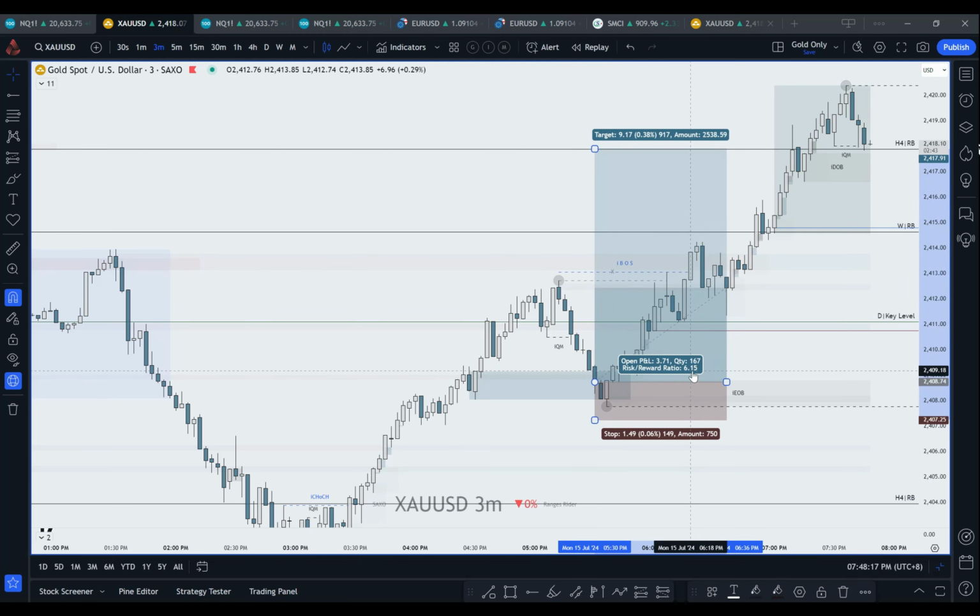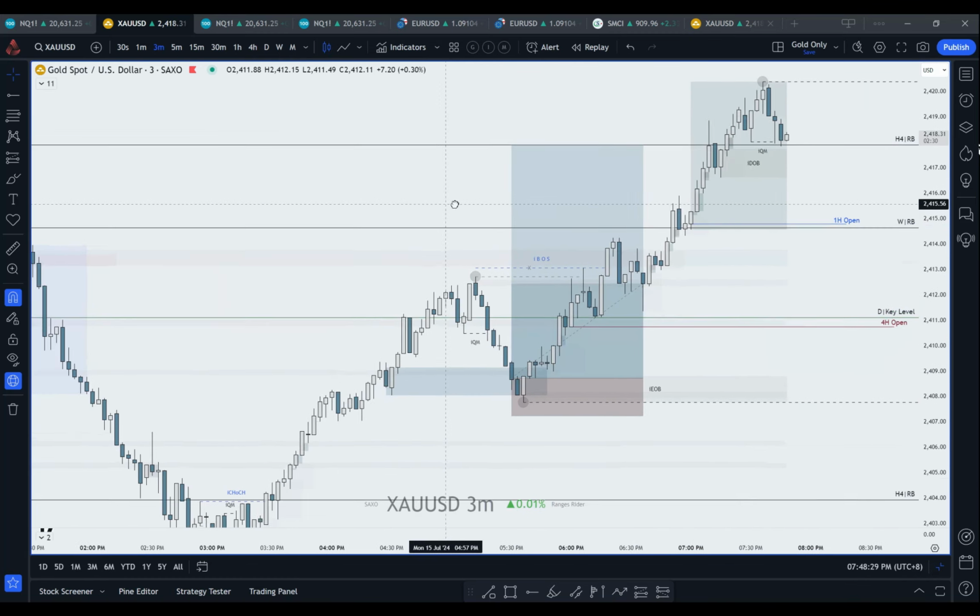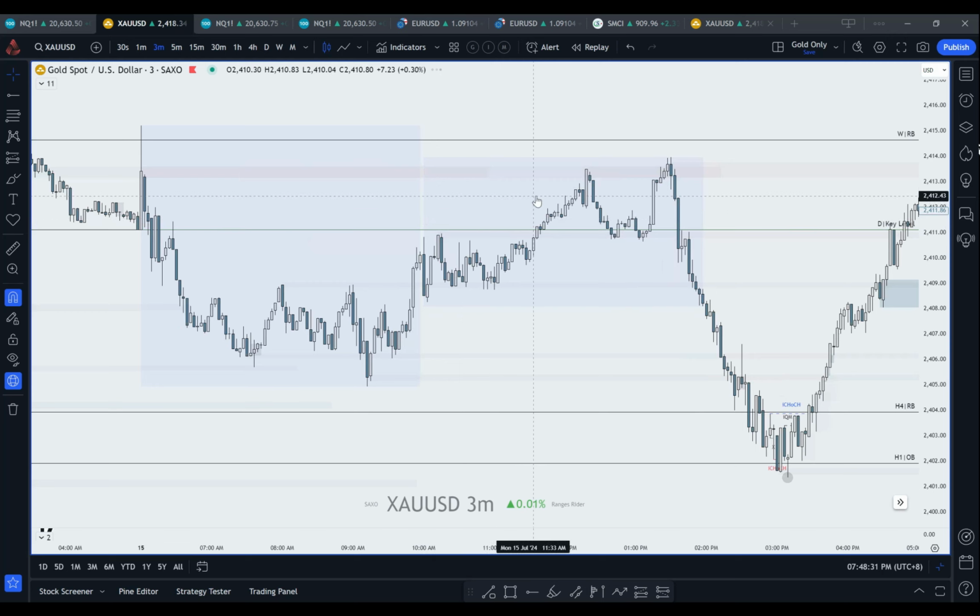H4 rejection block. This is the second trade, another 6 hour trade. So basically it's almost 10 plus hours today. And which was a losing trade? This one, that was minus 1 hour.